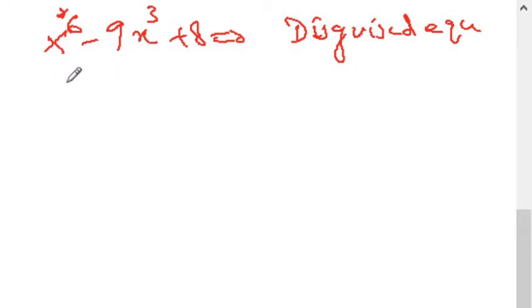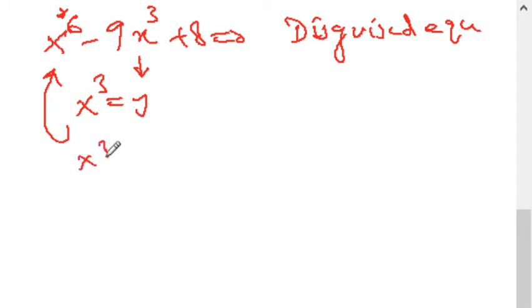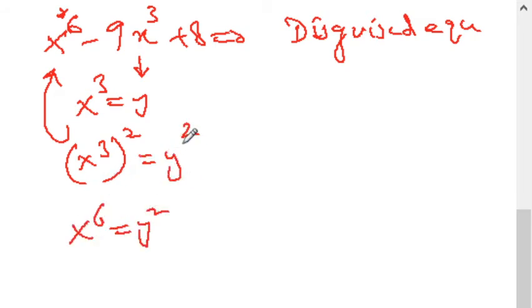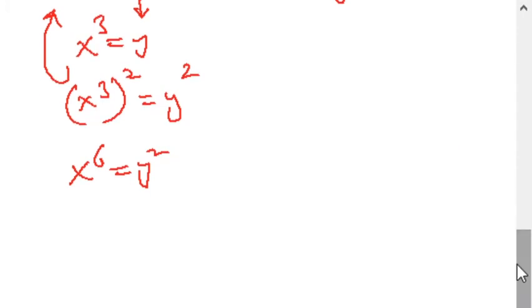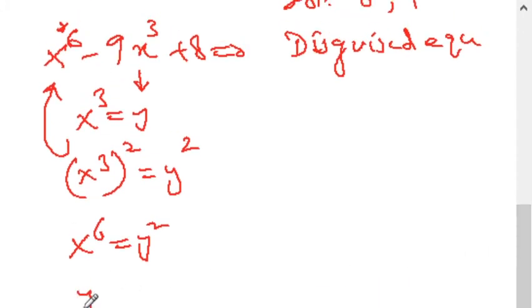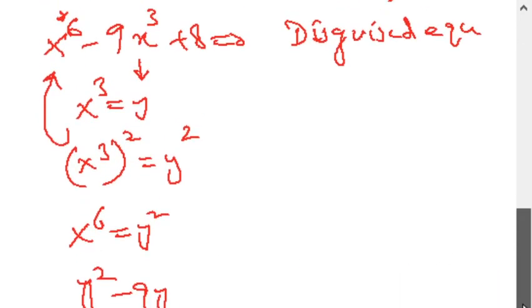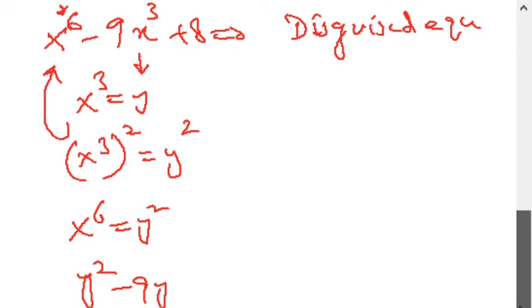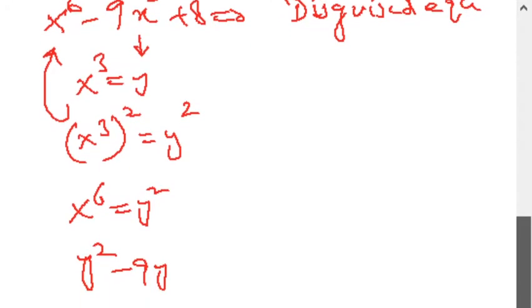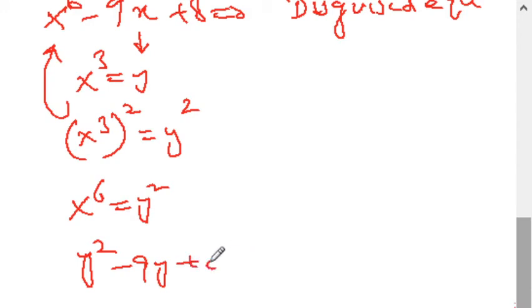Now what we will do here, the middle thing, x cube is equal to y. Then the target is this one. I want to make this thing here. So x cube power 2 is giving us x power 6, so y power 2. Now replace this. So y square minus 9y, replacing x power 6 with y square and x cube with y, and then 8 is coming there as it is.